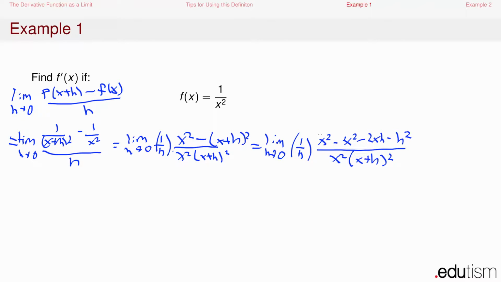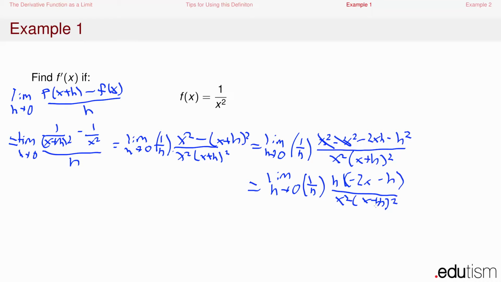Now we can simplify the top. The x squareds will cancel. We're just left with a negative 2xh minus h squared. Now, to cancel with the 1 over h, we need to factor an h out of the top. So we're going to have 1 over h in front. We're going to pull out an h, and we're going to be left with negative 2x minus h. And here on the bottom, we're still going to have x squared times x plus h all squared.